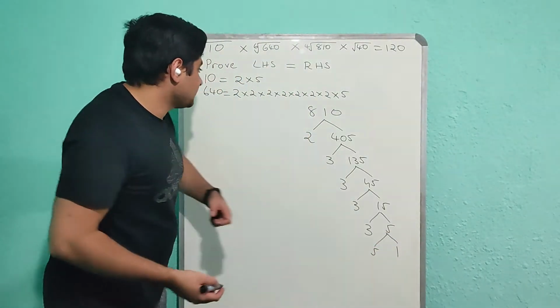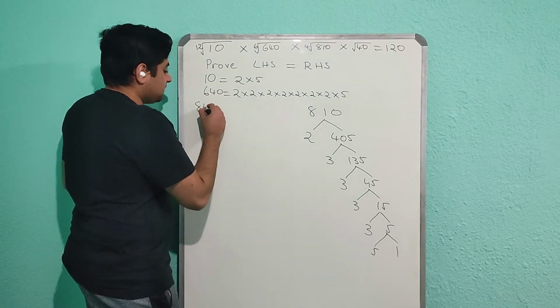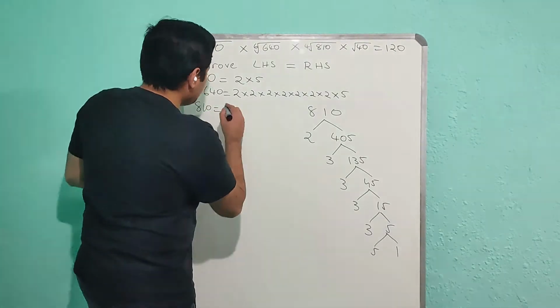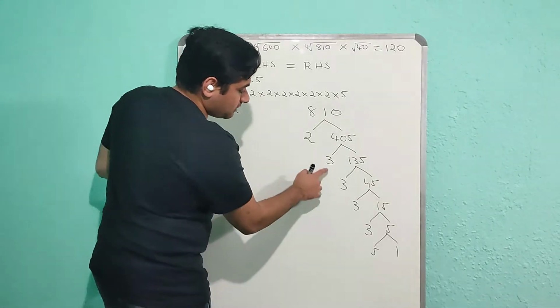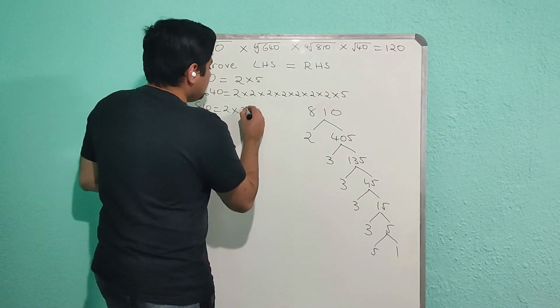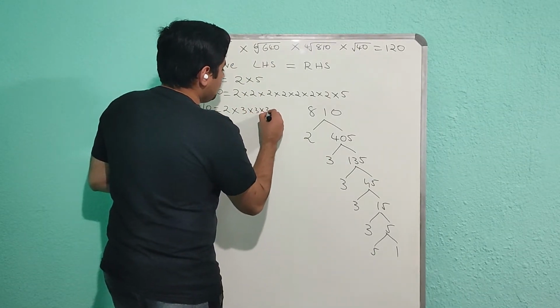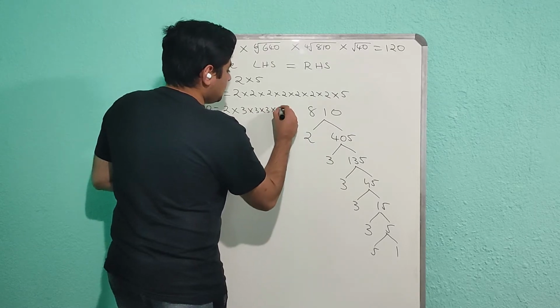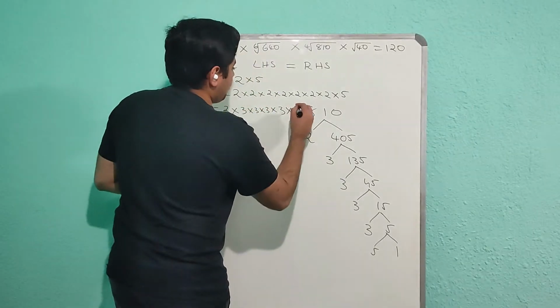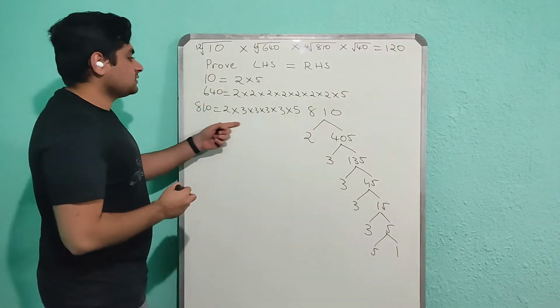So what are the factors of 810? The factors of 810 are 2 times how many 3s? 1, 2, 3, 4: 3 times 3 times 3 times 3, times 5. So these are the factors of 810.